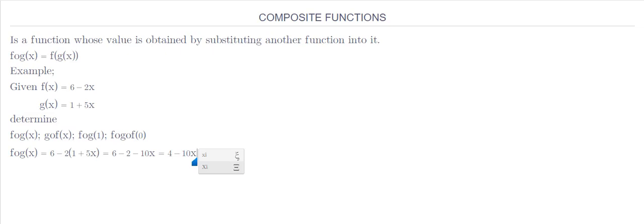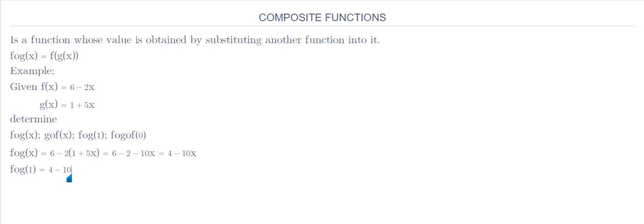That is the function f of g of x. Now there is this one where you are being told to determine f of g of 1. We have already gotten f of g of x, so it means in the function f of g of x that we already have, substitute x with 1. So in case you want f of g of 1, then the function we already have here is 4 minus 10x. In this function, rather than putting x, substitute it with 1.